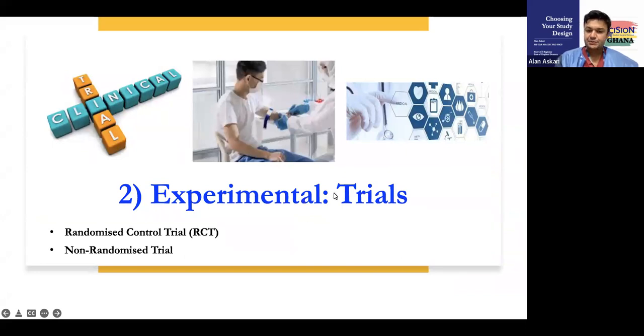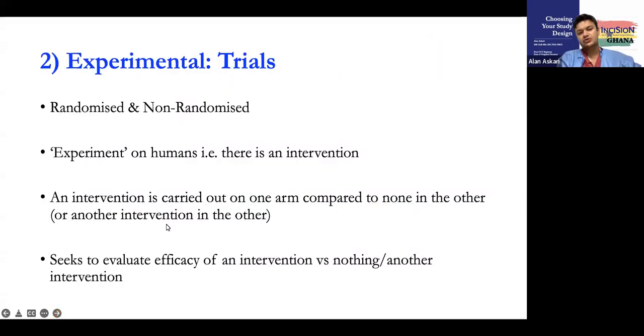So let's go on to experimental trials. And this was the second block that we want to talk about. Experimental trials are essentially broadly categorized into 2 main groups: randomized control trials, or RCTs as they're otherwise known, and non-randomized trials. And again, they both have their pros and cons. Experimental trials, as we said, can be randomized or non-randomized.